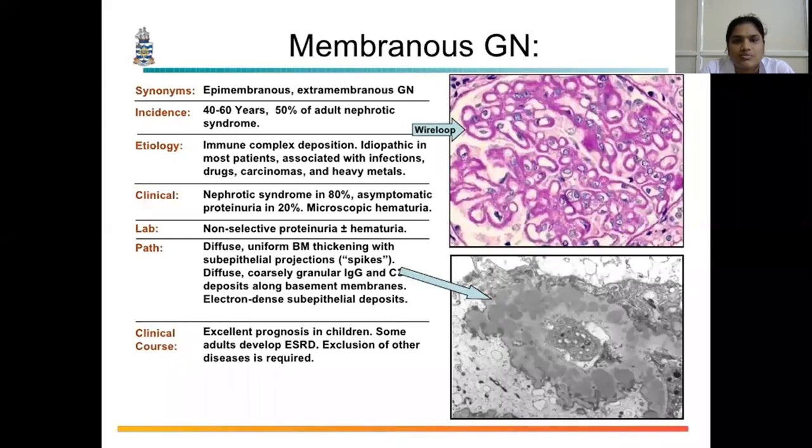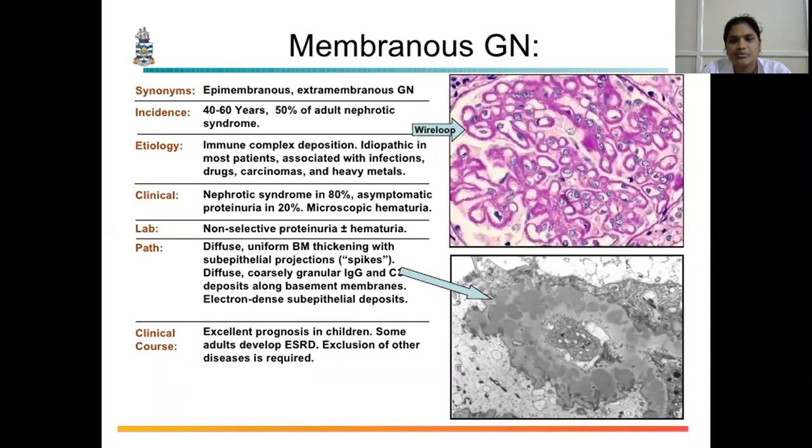It is called epimembranous or extramembranous. Incidence is around 40 to 60 years of age. It's seen in 50% of adult nephrotic syndromes. That is a wire loop appearance you are able to see here. And the immune complex deposits. Etiology: it is idiopathic and can be associated with infections, drugs, carcinomas, and all other systemic diseases.